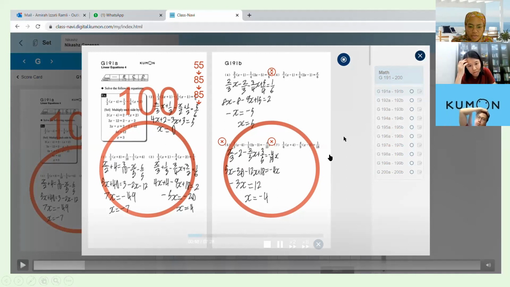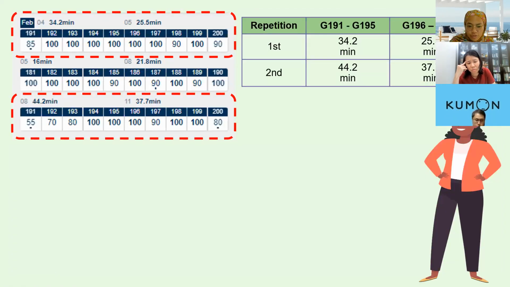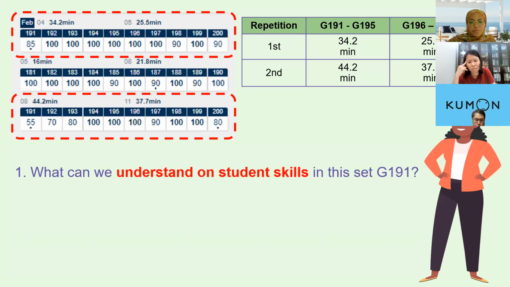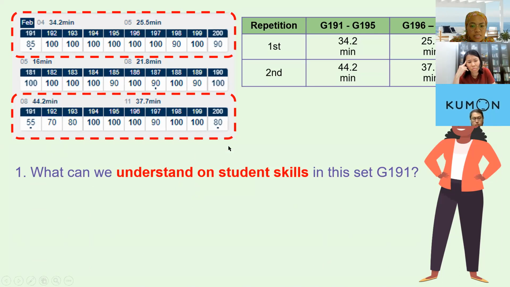Okay, so we already identified here. Actually, for the other mistake, for 191 only, it's not because of eliminating the denominator. You can see he is very fast in eliminating, and he can also verify what number he needs to multiply. Okay, so maybe we can discuss first. What can we understand on the student's skill in this set G191?